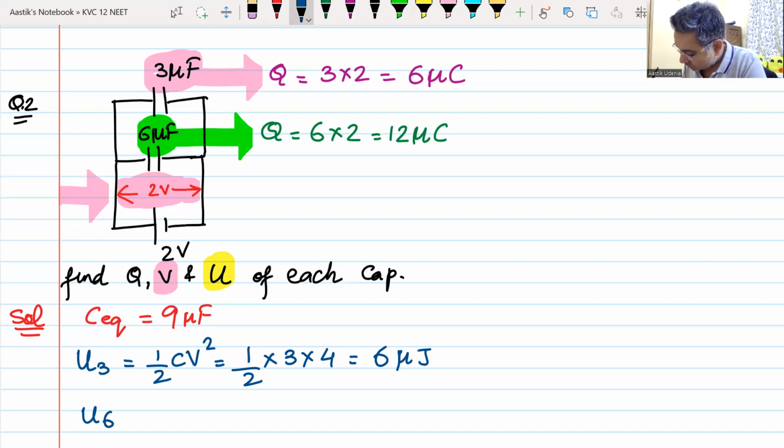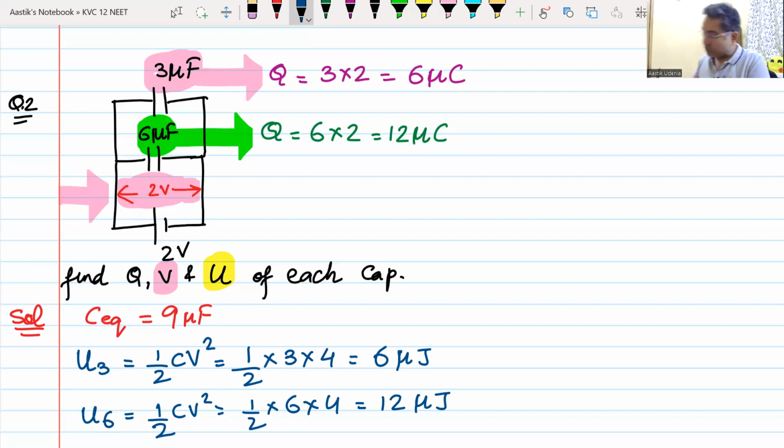If I had to find out the energy in the 6 microfarad capacitor, my dear friends, again I would do half C into V square. Half into C is 6, into V square is 4. In this case, I will get 12 microjoules.